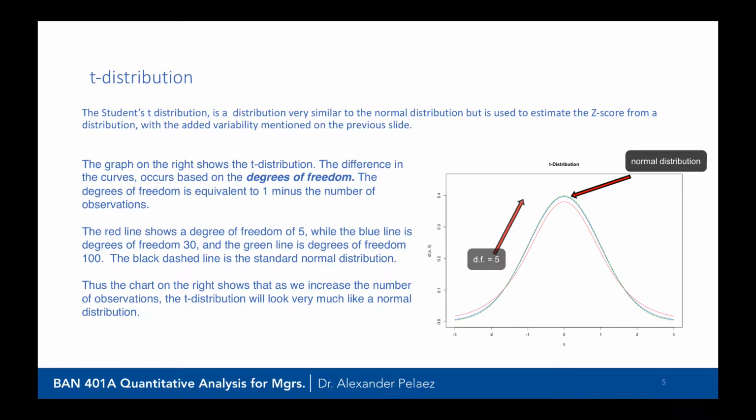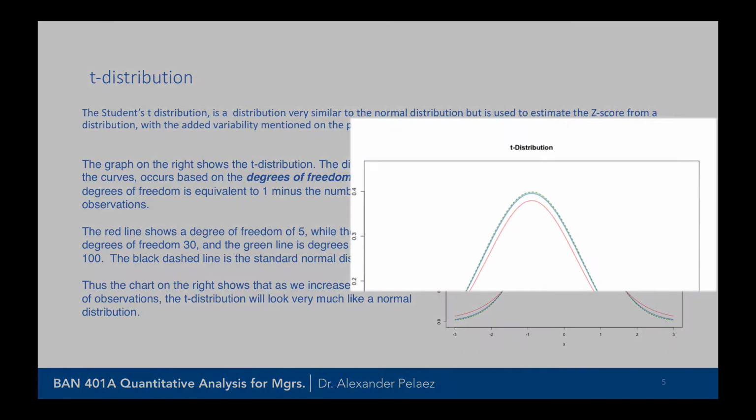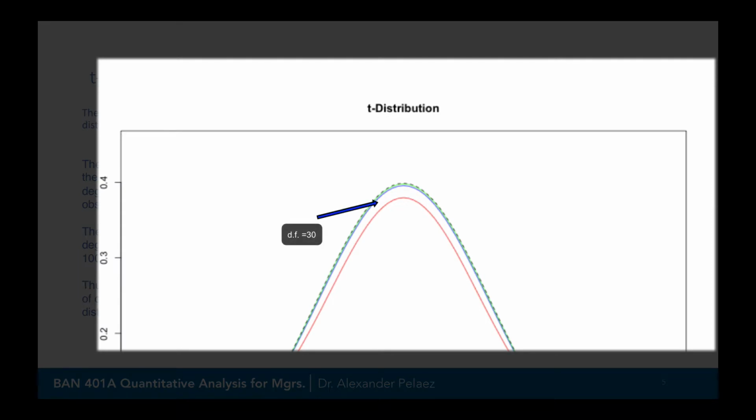So when the degrees of freedom is 5, the top of the center of the curve is a little bit down, and the tails are slightly up. But as we increase the number of observations, our degrees of freedom will also increase. And we see that the blue line is at 30 degrees of freedom, and the green line is at 100 degrees of freedom. And you can see that it tends closer and closer to the normal distribution.